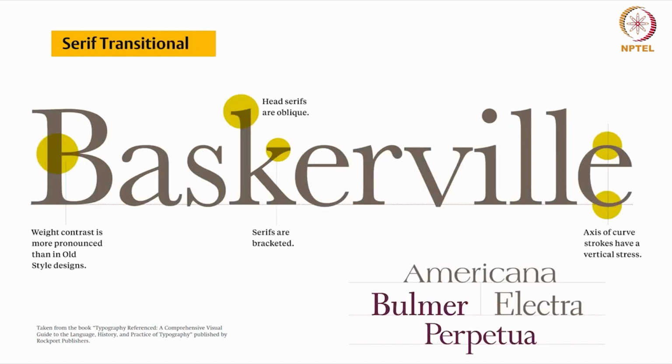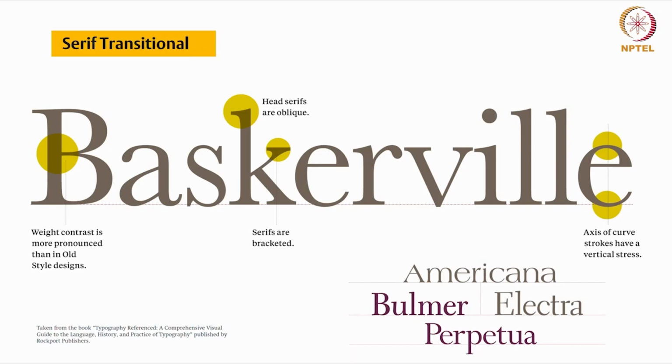Now, if you look into transitional serifs, these have greater contrast between thick and thin strokes than old style fonts. So if you look into this, right, there is a very huge contrast. Okay, not so extreme, but there is a greater contrast. And they have vertical stress. In letter E, you can see now the stress has shifted from diagonal to vertical style.